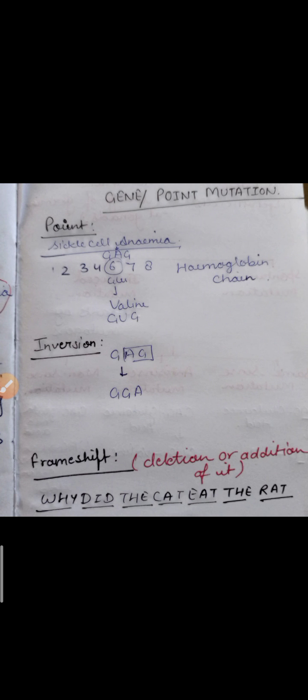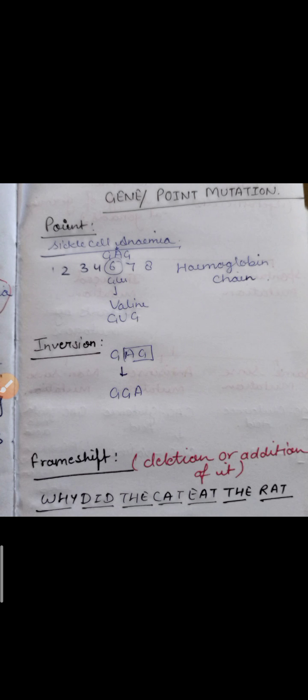So in point mutation, I have given the example of sickle cell anemia. Clear? This is a kind of disease in human beings in which the shape of the RBC gets destroyed, meaning the shape gets changed. Why is it so? It leads to the problem of anemia. So why and how does it happen?